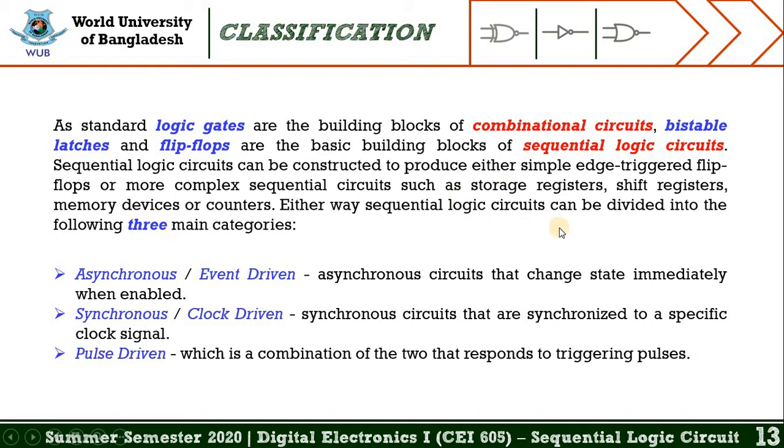Either way, sequential logic circuits can be divided into the following three main categories. Number one, asynchronous or event driven, which means asynchronous circuits that change state immediately when enabled. Enabled means activated. Second one, synchronous or clock driven, which means synchronous circuits that are synchronized to a specific clock signal. And last one is pulse driven, which is a combination of the two that responds to triggering pulses.